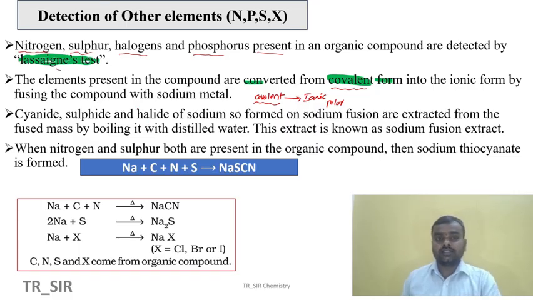In the Lassaigne test, what happens? In this case, we will take sodium metal. We will try to make sodium fusion extract. Let us see here. So here cyanide, sulfide, halide of sodium are formed, and the sodium fusion extract is obtained from the fused mass by boiling it with distilled water. So this extract is known as sodium fusion extract. I will explain one by one. When nitrogen and sulfur both are present in the organic compound, then sodium thiocyanate will form.